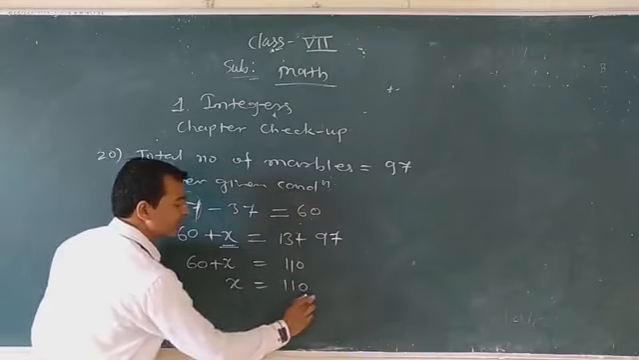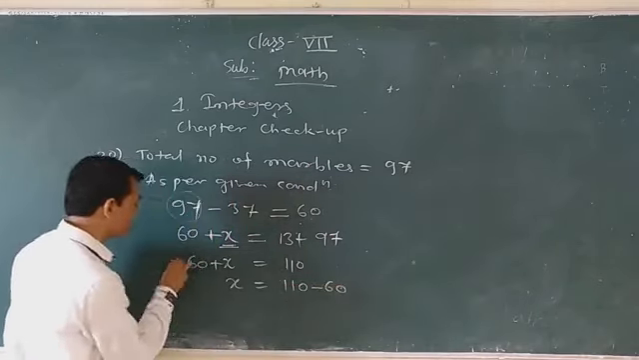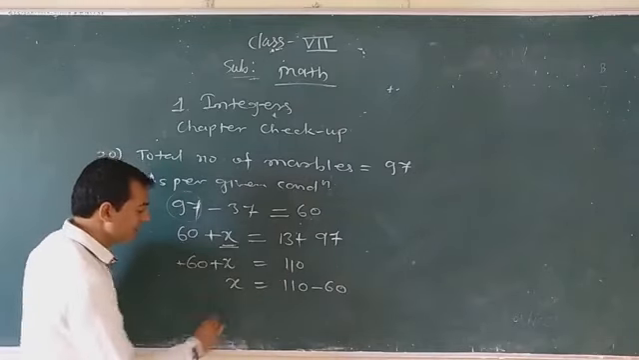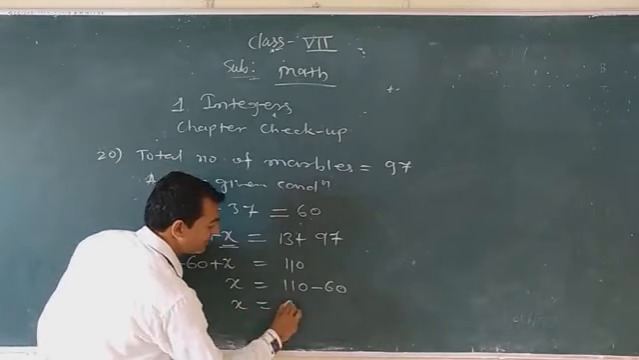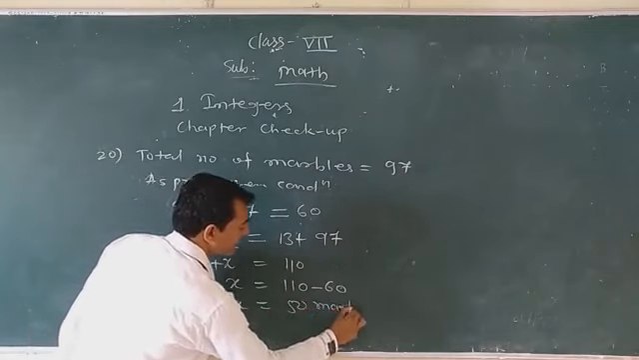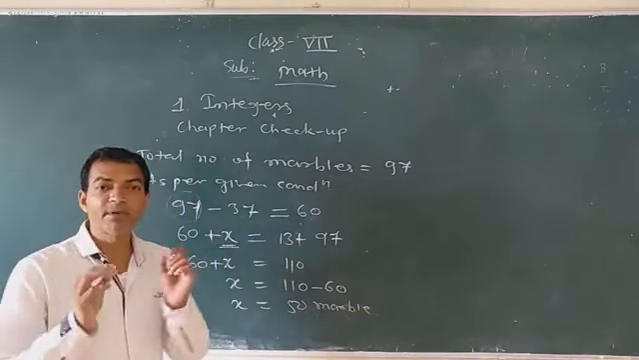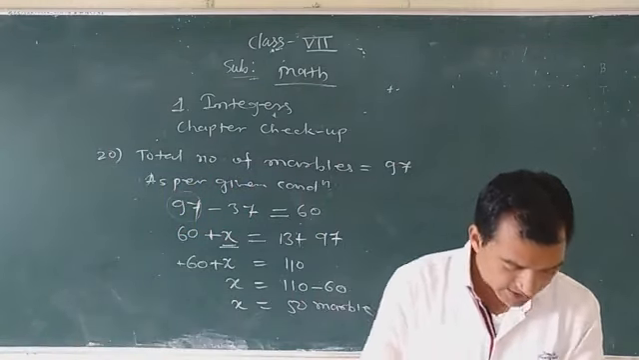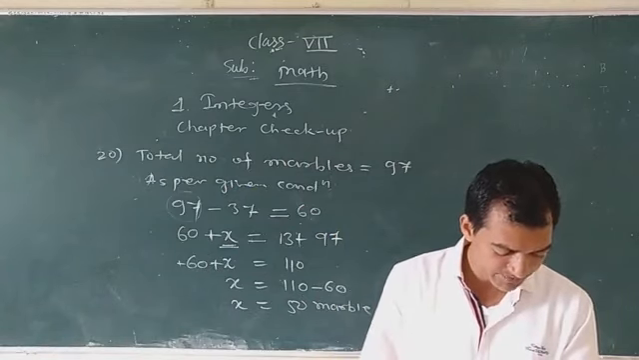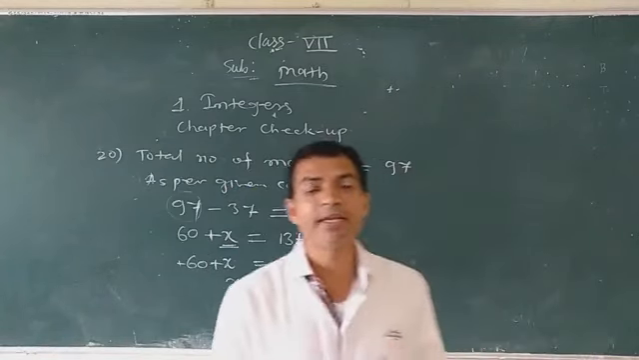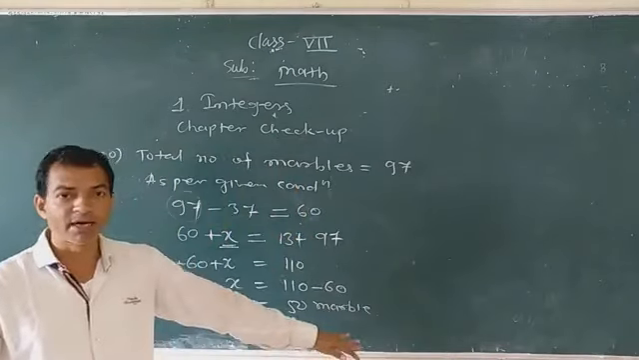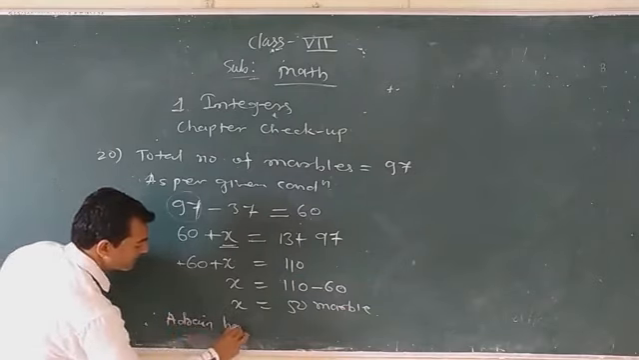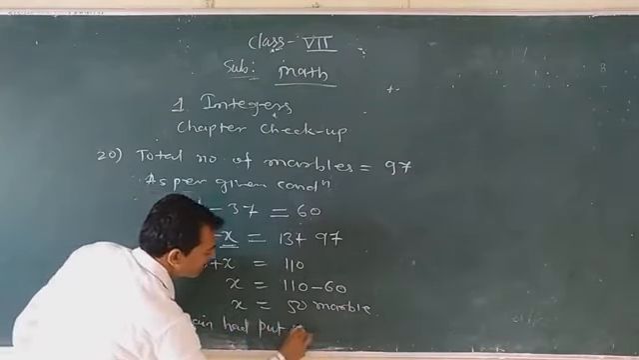You have to transfer this number to this side. You get minus 60 because this is a plus sign. If a number is transferred to the other side, you get negative 60. Means x will be equal to how many? 50. So 50 marbles. Means how many marbles were put in the bag by Adrian? So Adrian had put in the bag 50 marbles.